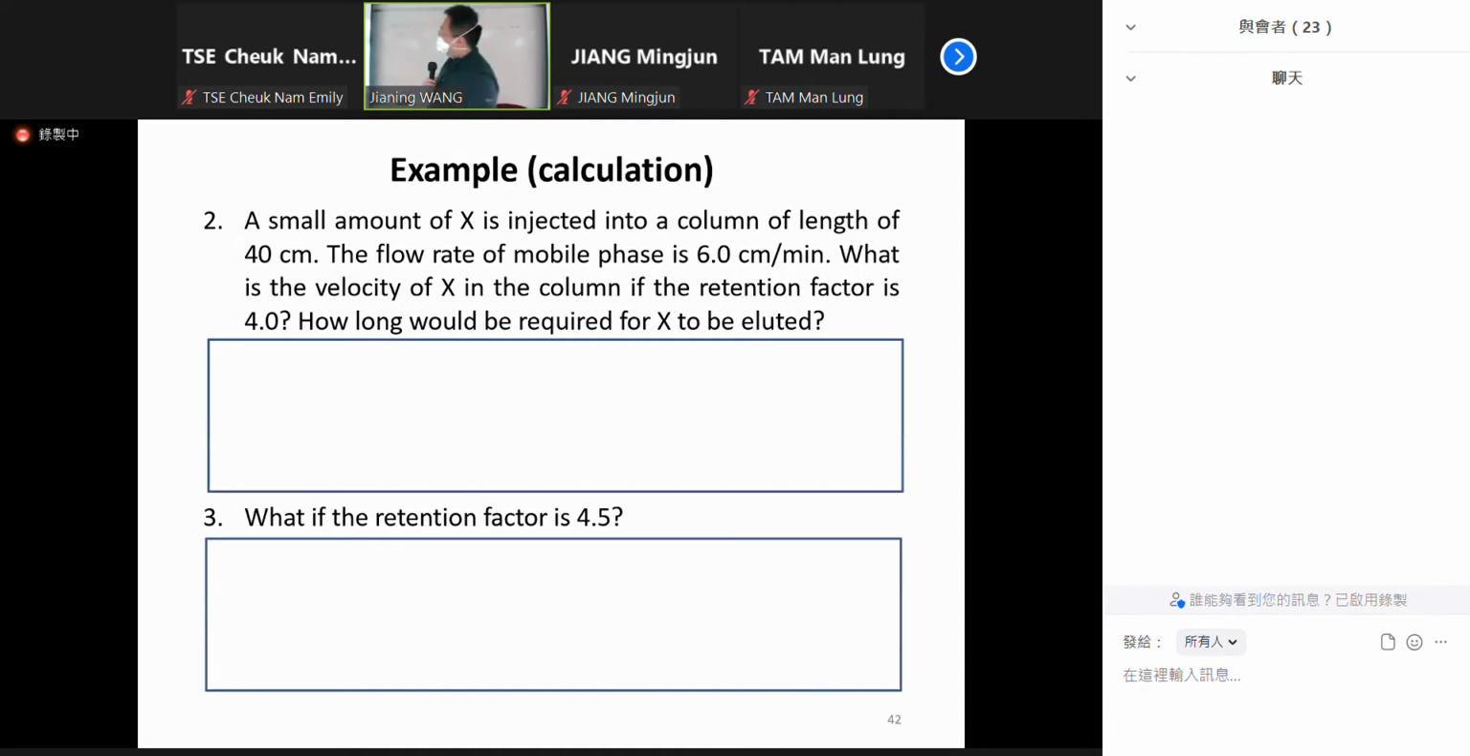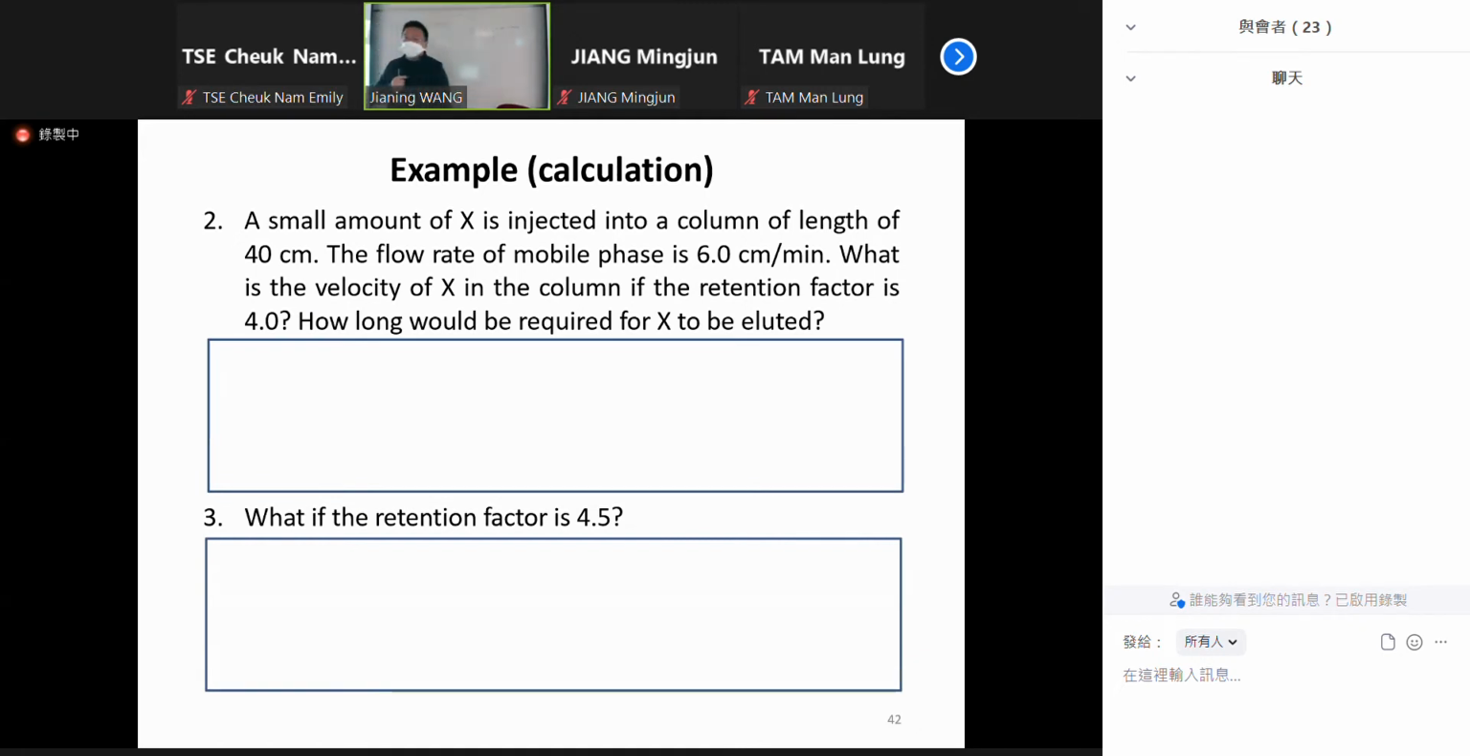So let's see another question. A small amount of X is injected into a column with a length of 40 centimeters. The flow rate of the mobile phase is 6.0 centimeters per minute. What is the velocity of X in the column if the retention factor is 4.0? How long would be required for X to be eluted?